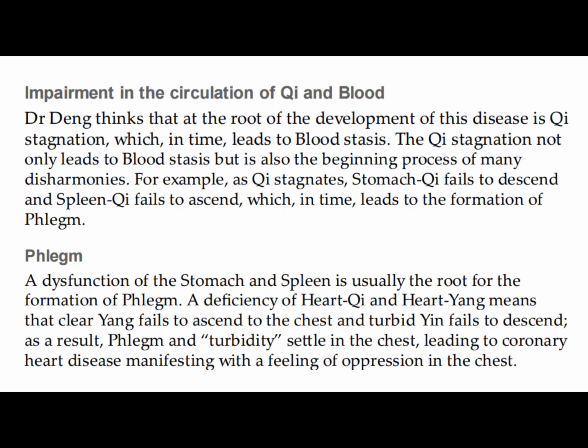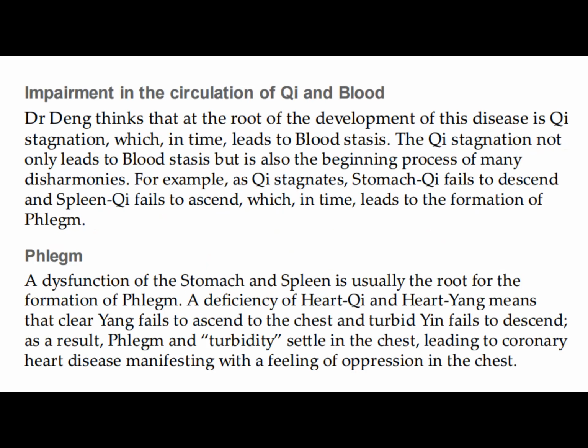Impairment in circulation of qi and blood. At the root of the development of the disease is qi stagnation, and qi stagnation will lead to blood stasis in time. Qi stagnation will not only lead to blood stasis, but is also the beginning process of disharmonies.